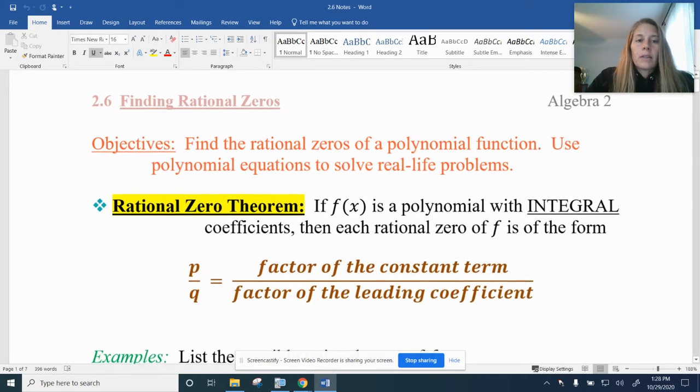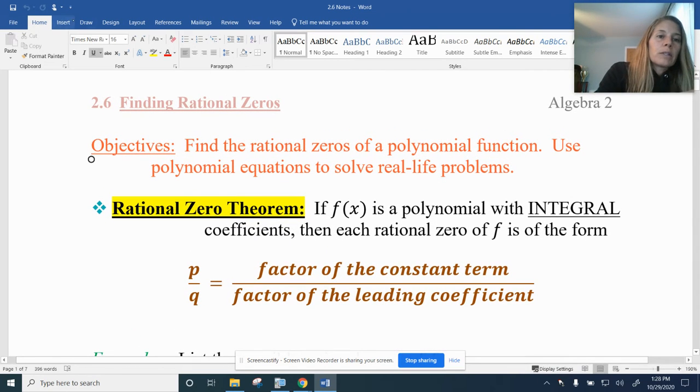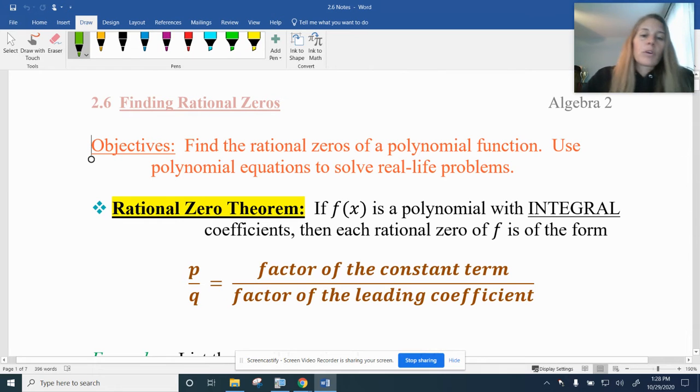Okay, so today's lesson is on finding rational zeros. So the first thing we're going to talk about is the rational zero theorem. And this theorem basically is there to tell you if you had to pick out some zeros to start with to find the other zeros.